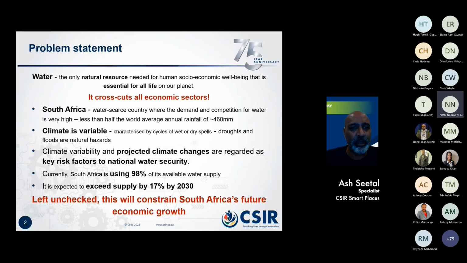Our climate is variable, characterized by cycles of wet or dry spells, but it's typical of the Southern African region, and droughts and floods are our natural hazards. So together with climate variability, we also have projected climate changes, which are regarded as key risk factors to our national water security, and particularly impacts on our national economy as well.